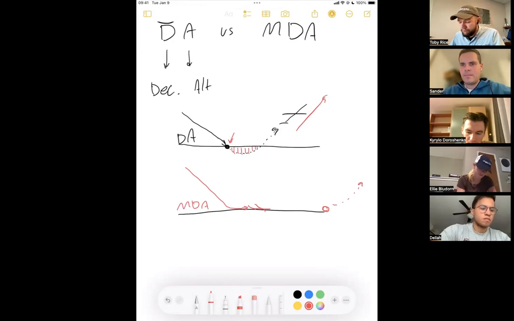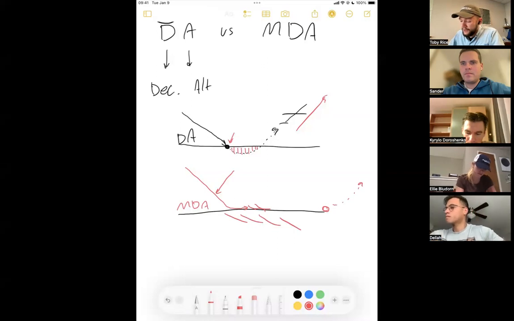Okay, so that's why it's very important that when you decide to go missed approach, you go missed approach. This isn't the entire point of the discussion, but I wanted to mention briefly that at an MDA, you never go below. You never go below the MDA.